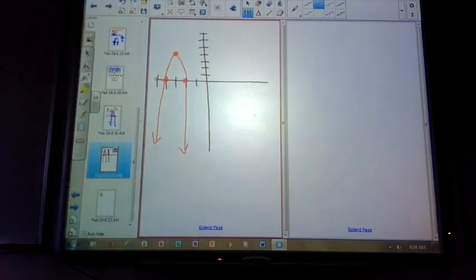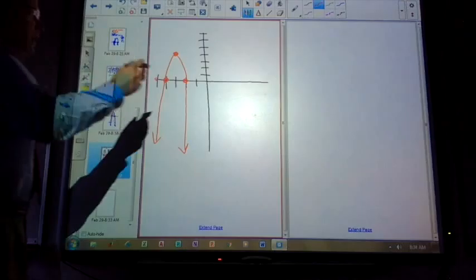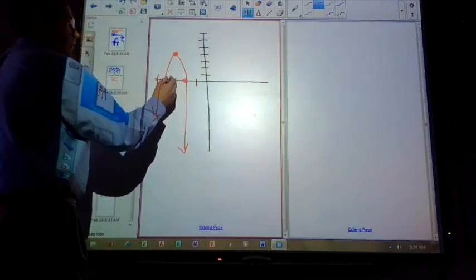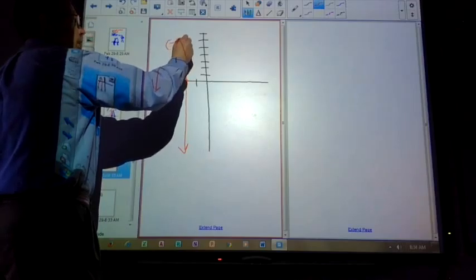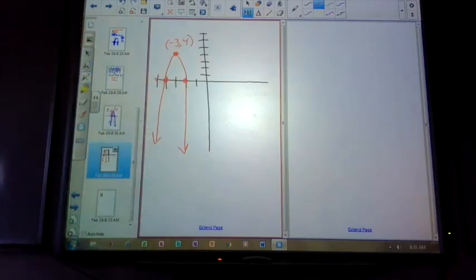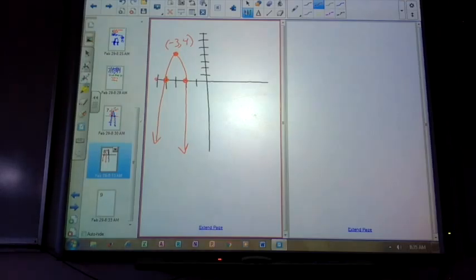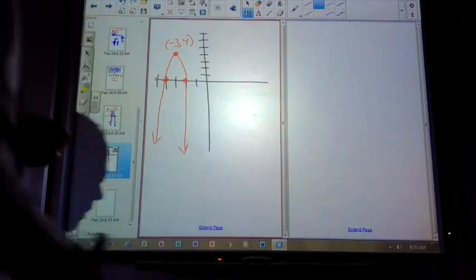Let's say this is the parabola that's drawn. This vertex is at negative 1, negative 2, negative 3, 1, 2, 3, 4. So the vertex is at negative 3, 4. Now again, I'm just making this one up, so you should draw this on that sheet. Okay? By just looking at this graph, it opens down.